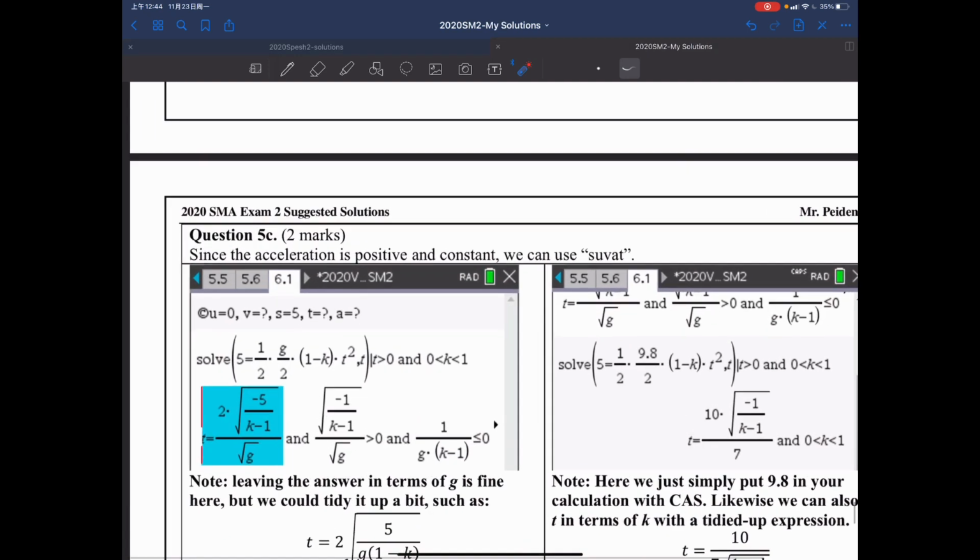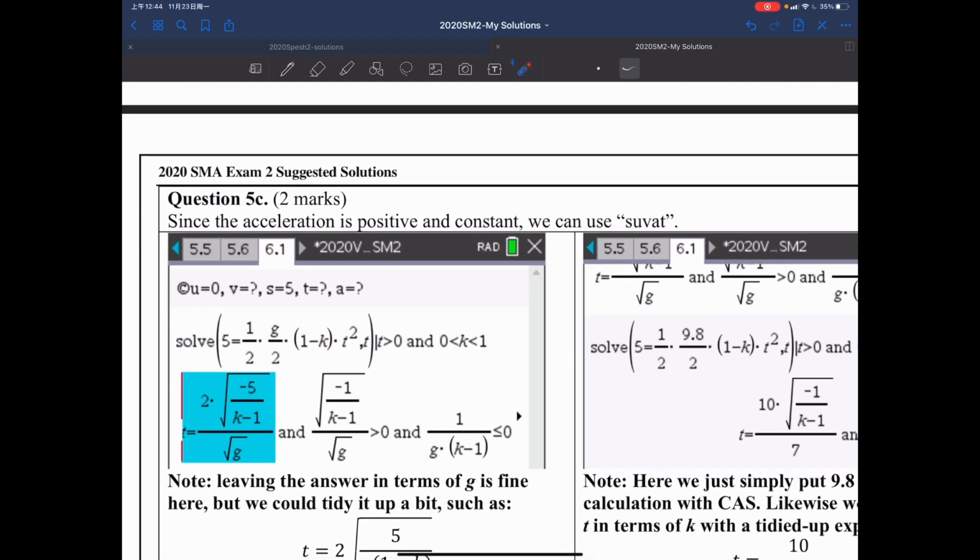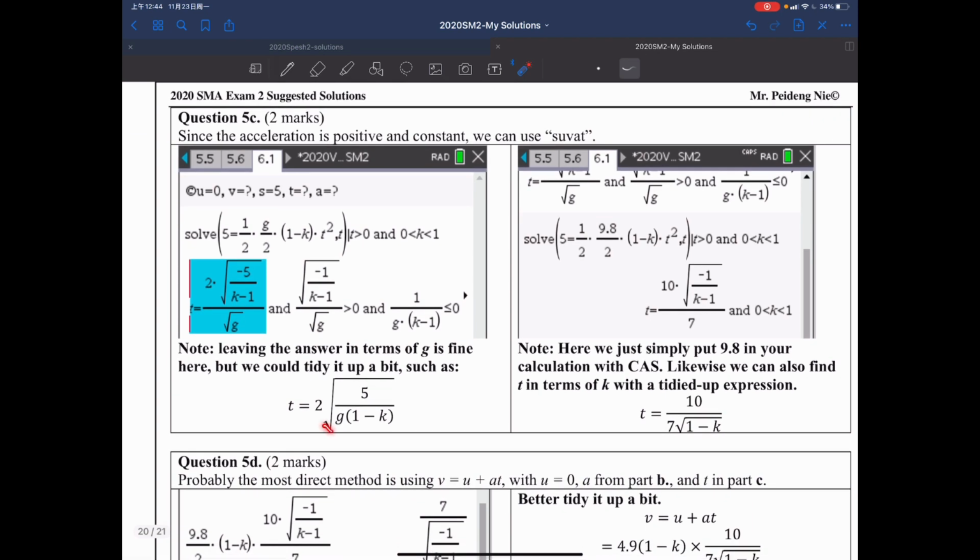Therefore, I will just write down the SUVAT equations, and substitute the a expression from the previous part. u is 0, t is unknown, but s is 5. So you get that equation and solve for t with the k domain restriction as well. And finally, this ugly expression can be treated as our final answer, but it could be tidied up. For example, 2 square root of 5 divided by root of g(1 minus k). You take the minus into account and swap the order to k minus 1, okay?